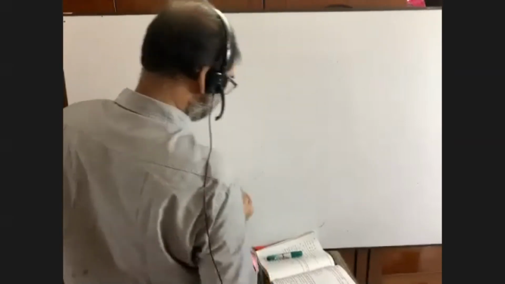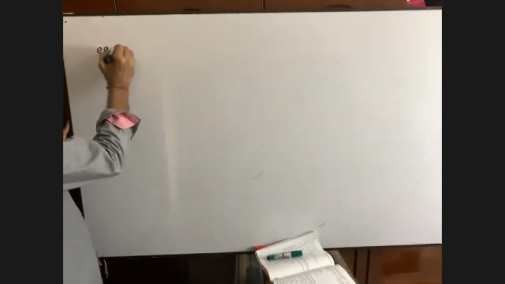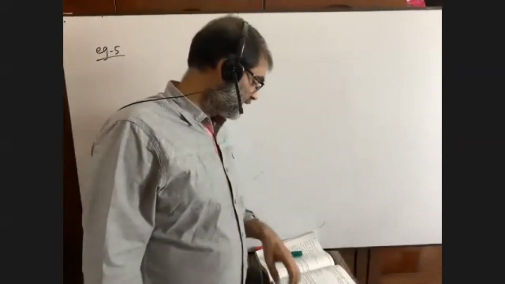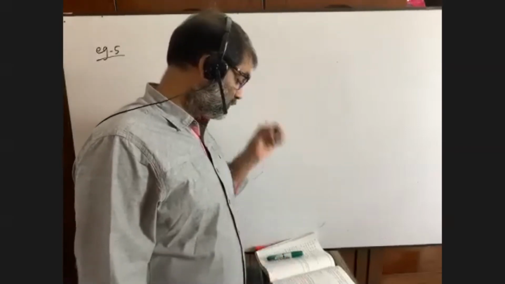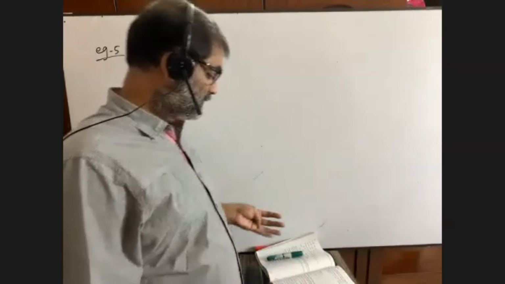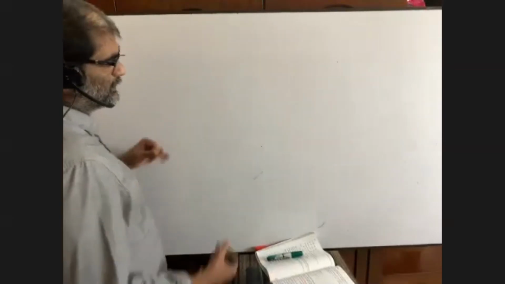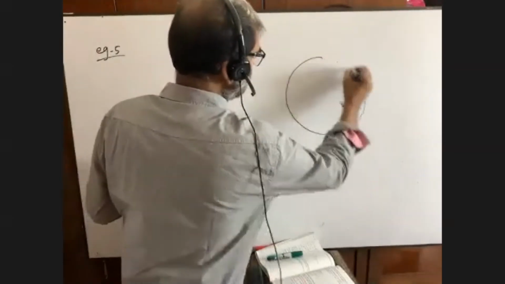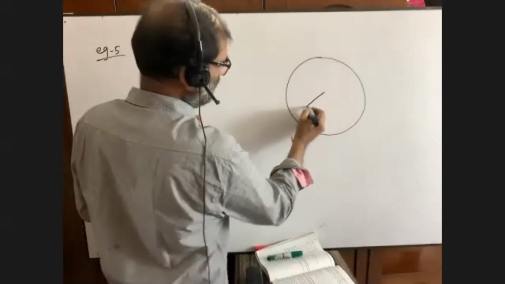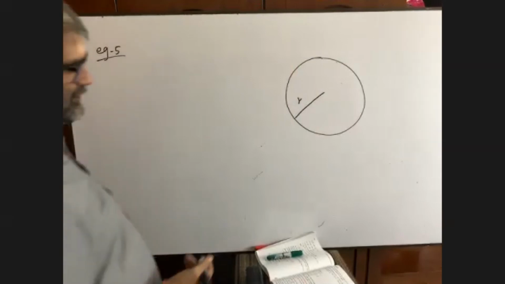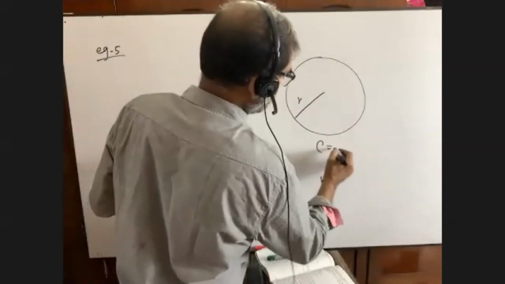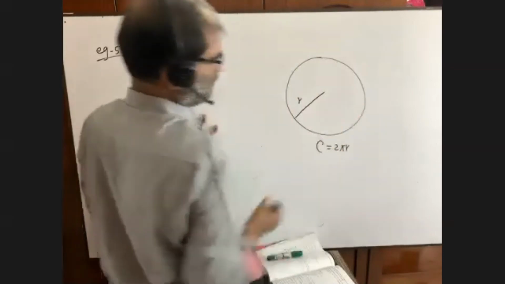Now you see example 5. A giant wheel makes 40 revolutions to cover a distance of 1.75 kilometer. What is the radius? What is given here? It is a wheel. Its radius is R. You have to find this R. So what is its circumference? Circumference equals 2 pi R.